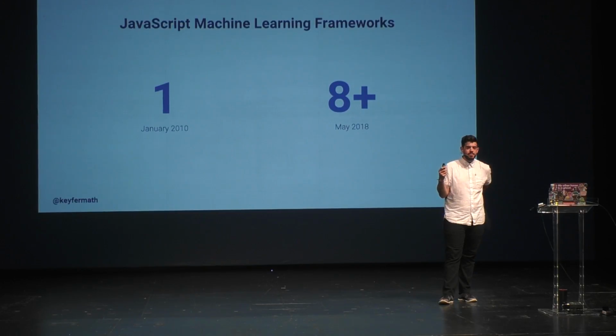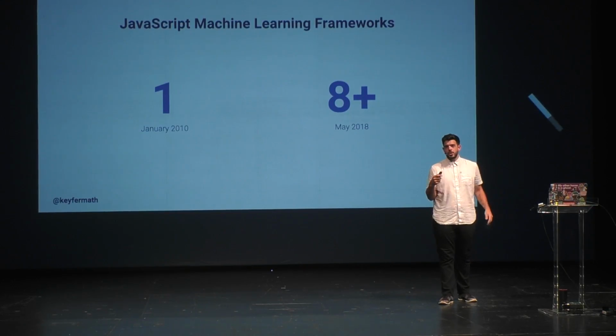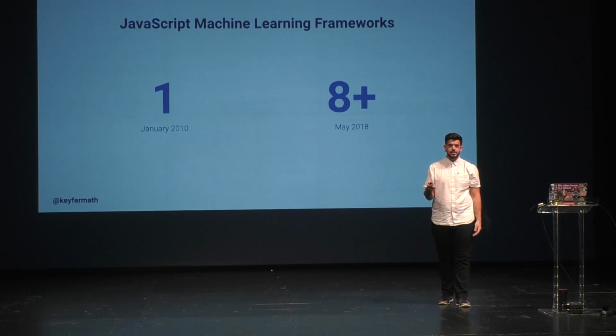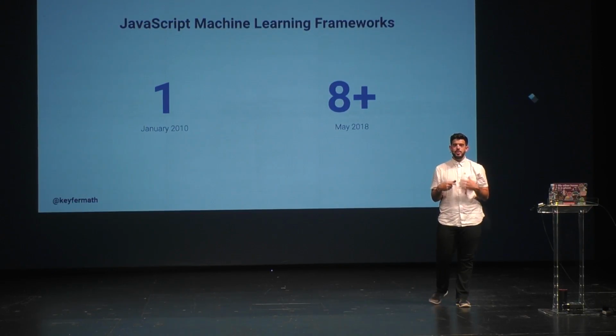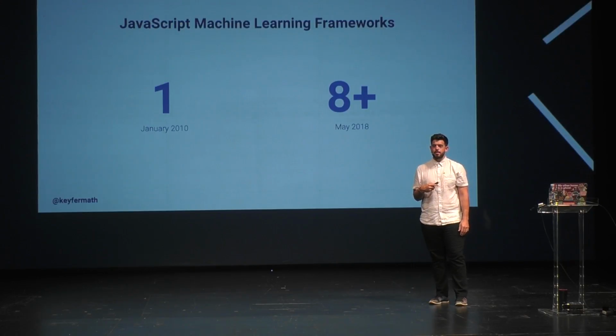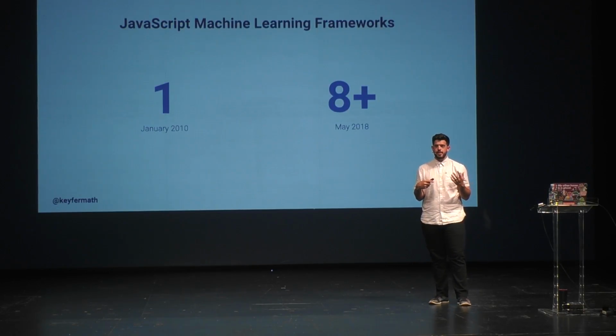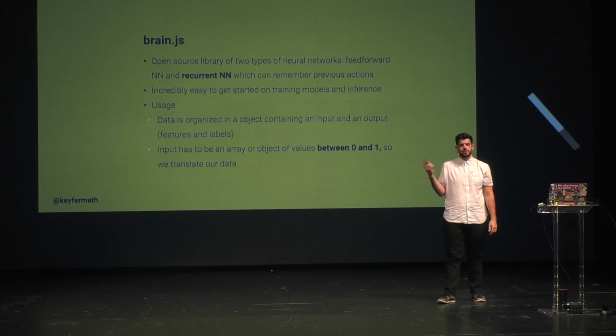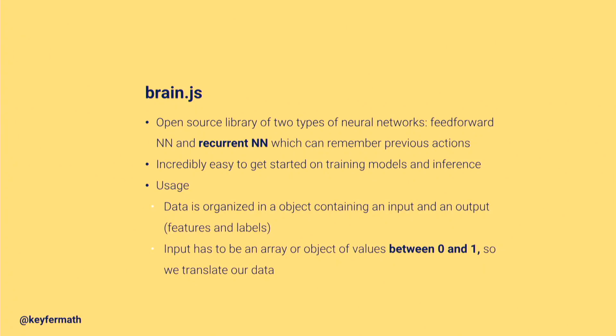As of May of this year, we have 8+ frameworks. We have frameworks being developed by companies such as Google and TensorFlow, which have huge followings and a huge number of developers working to increase and better these frameworks. The first one we're going to take a look at is the newest version of Brain.js. Brain.js is an open source library of 2 types of neural networks.